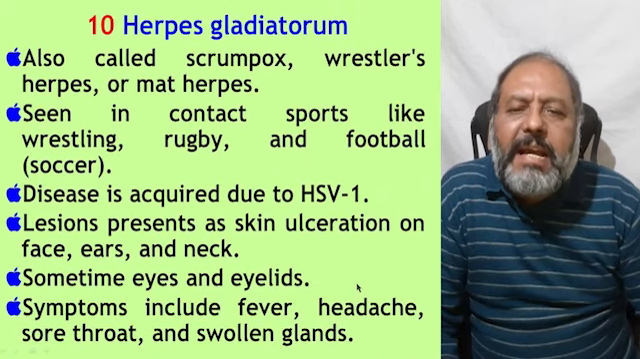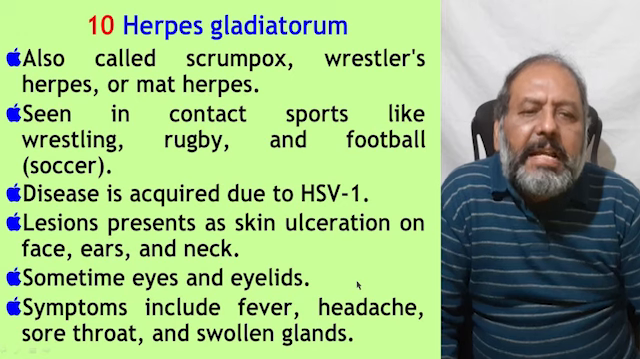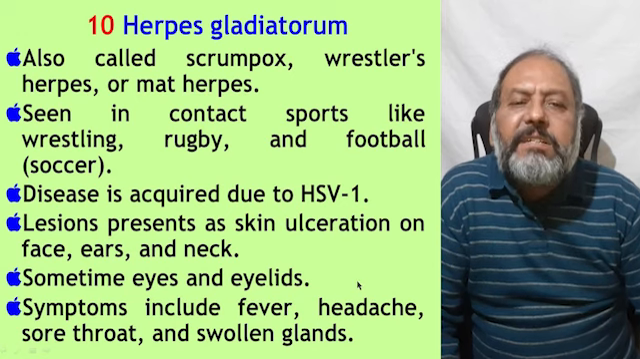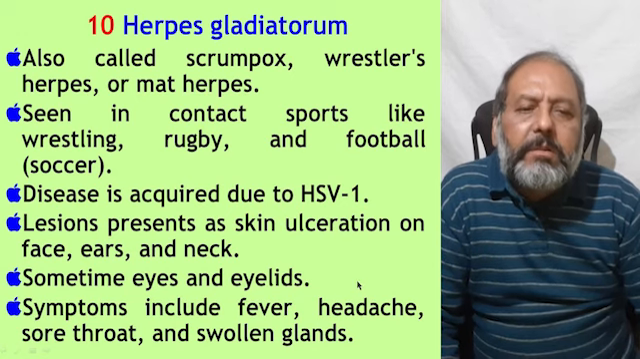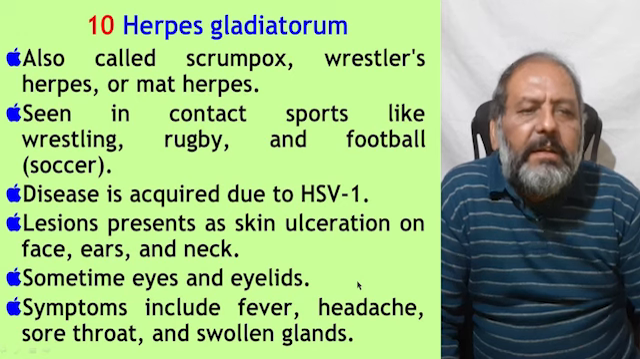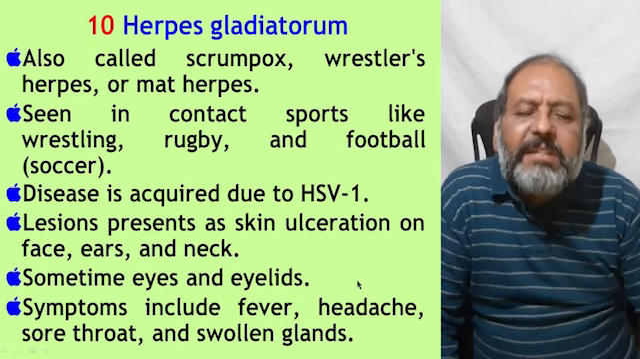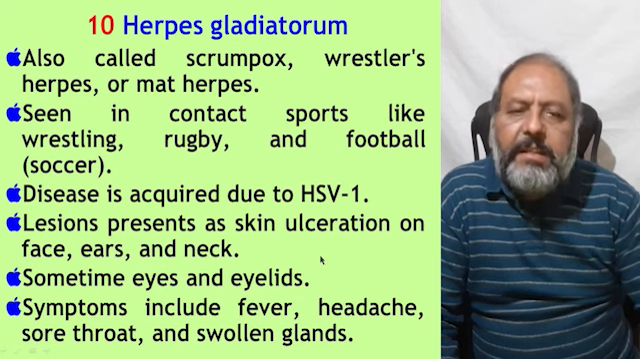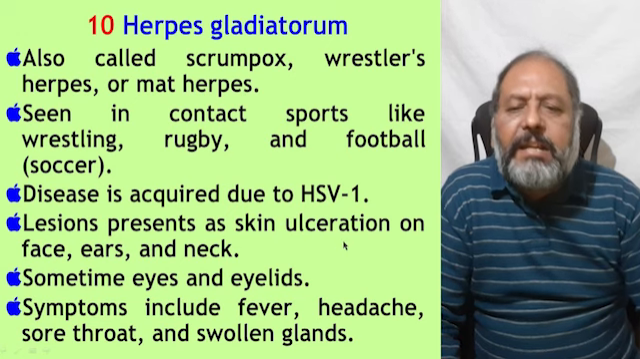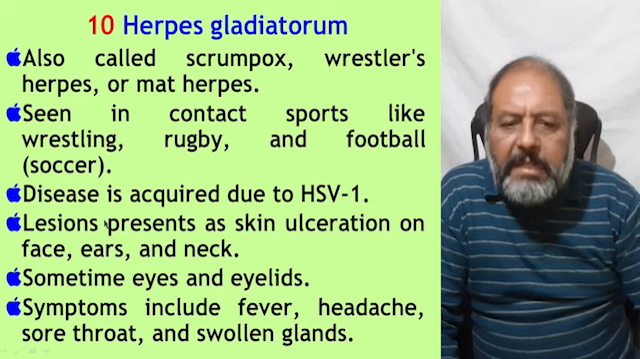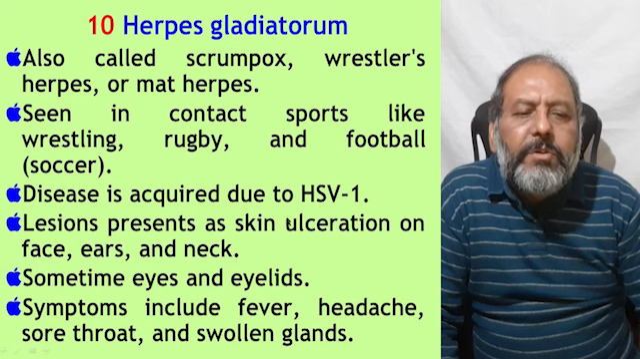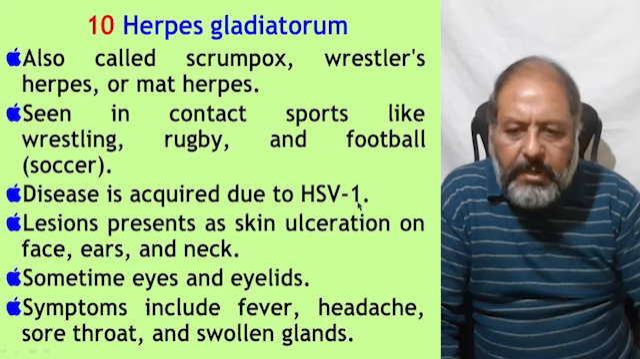Now, number 10 is herpes gladiatorum. It is also called scrumpox, wrestler's herpes, or the mat herpes. It is seen in contact sports like wrestling, rugby, and football. The disease is acquired due to the HSV1 virus.